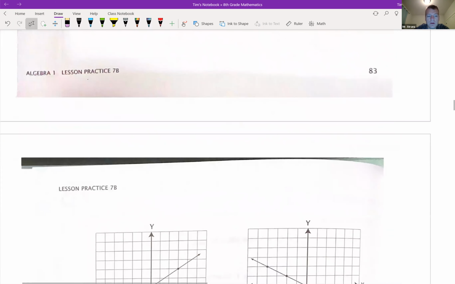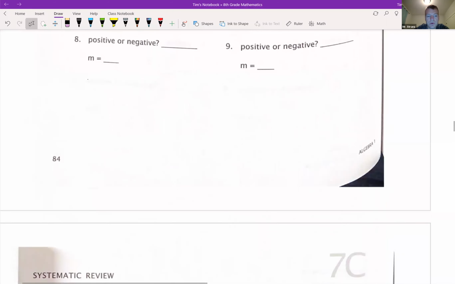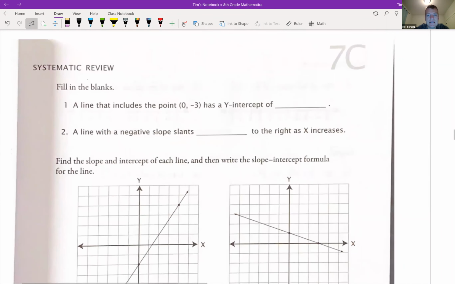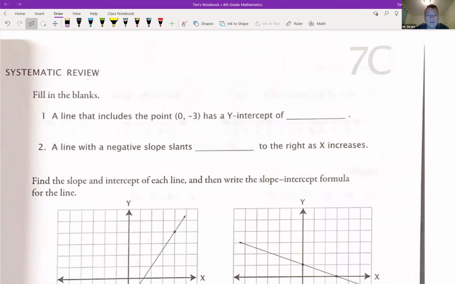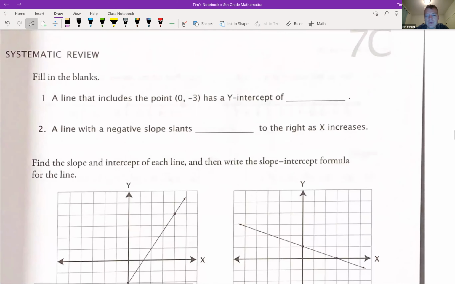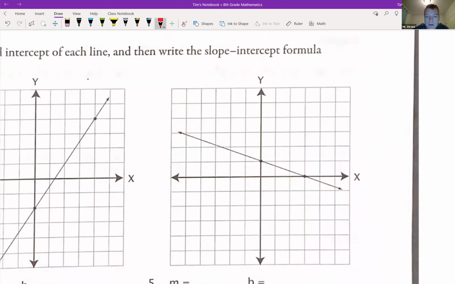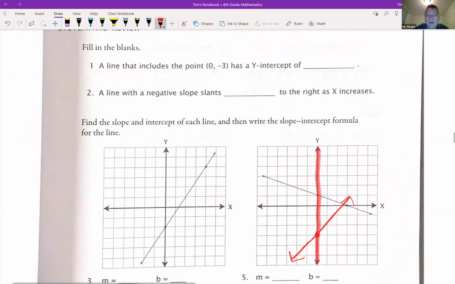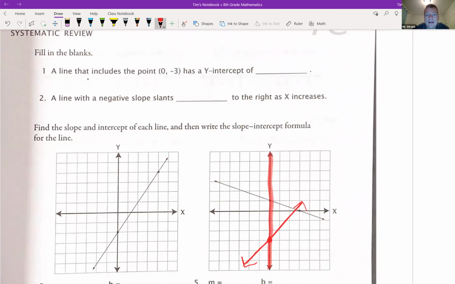All right, if we go down to 84, 6 and 7, 8 and 9 are just review questions, what we just did. Let's look at 7C. A line that includes the point 0, -3 has a y-intercept of, well, let's look. If we had 0, -3, 1, 2, 3, okay, that's 0, -3. That means my line is going to have to pass through that point. And remember, the y-intercept is where your line crosses the y-axis, and it crosses right there at -3. So you know that a line that includes the point 0, -3 has a y-intercept of -3.